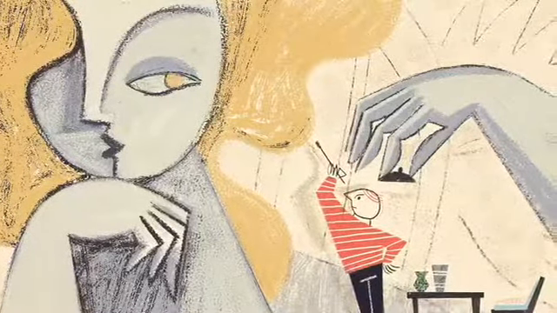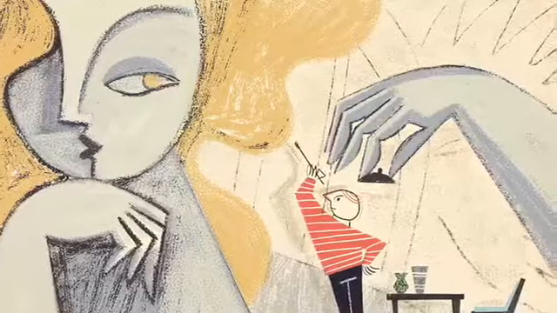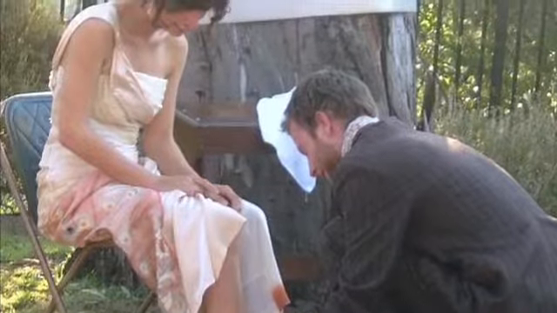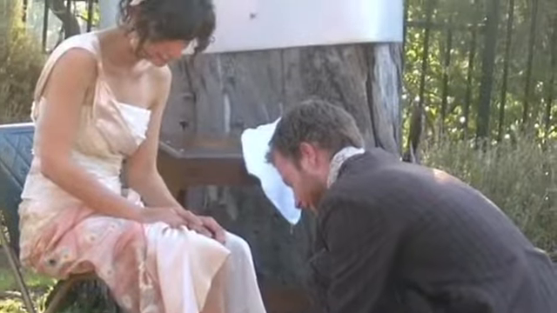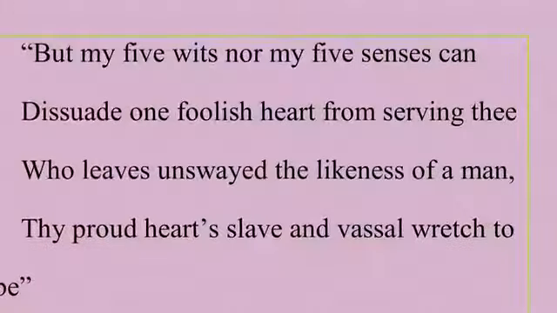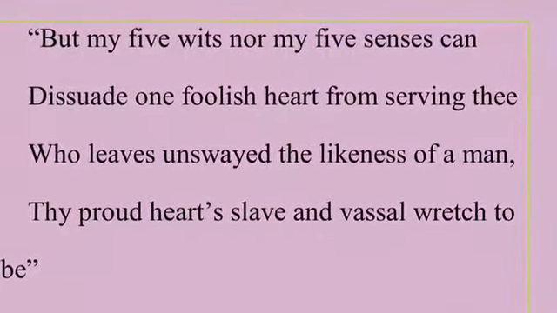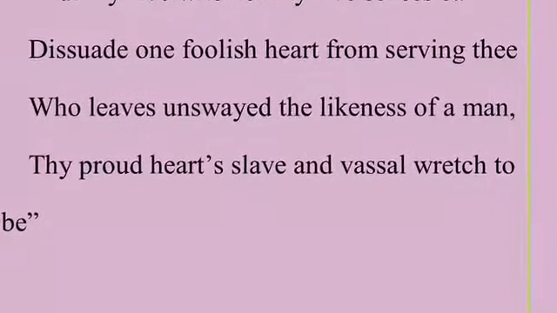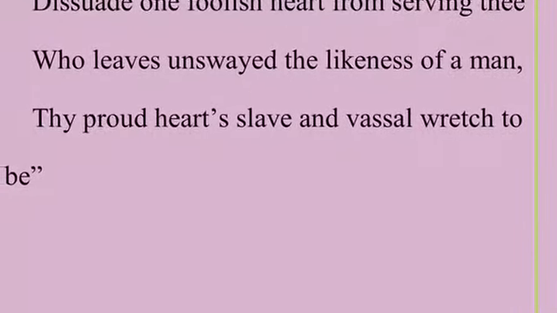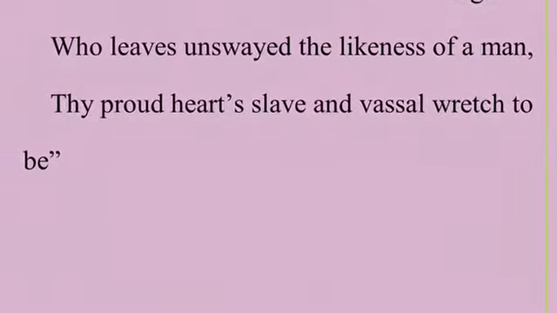Shakespeare continues to write in his iambic pattern in the third quatrain, but this time he moves away from counting specific ways. He finds the lady unappealing toward the portrayal of the bigger picture. Regardless of it all, he is still her servant. In the third quatrain, he writes, "But my five wits nor my five senses can dissuade one foolish heart from serving thee, who leaves unswayed the likeness of a man, thy proud heart's slave and vassal wretch to be."